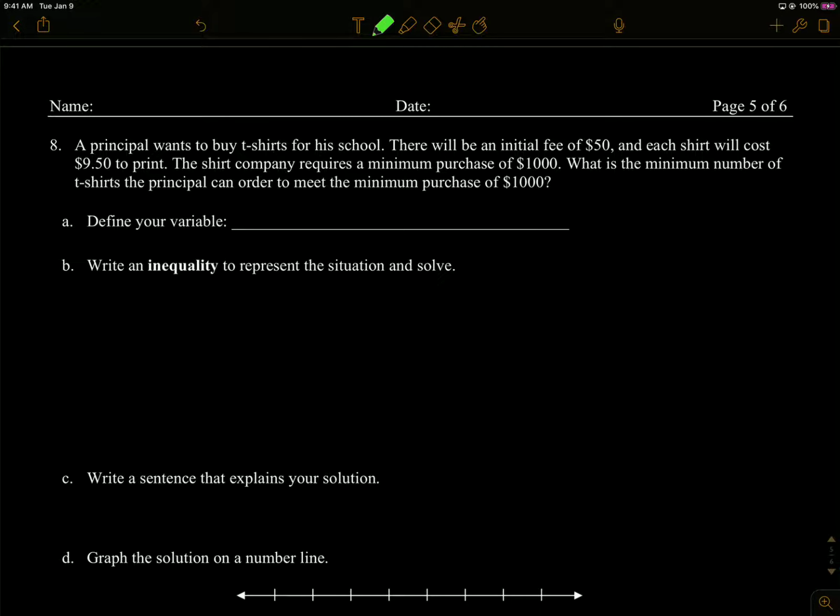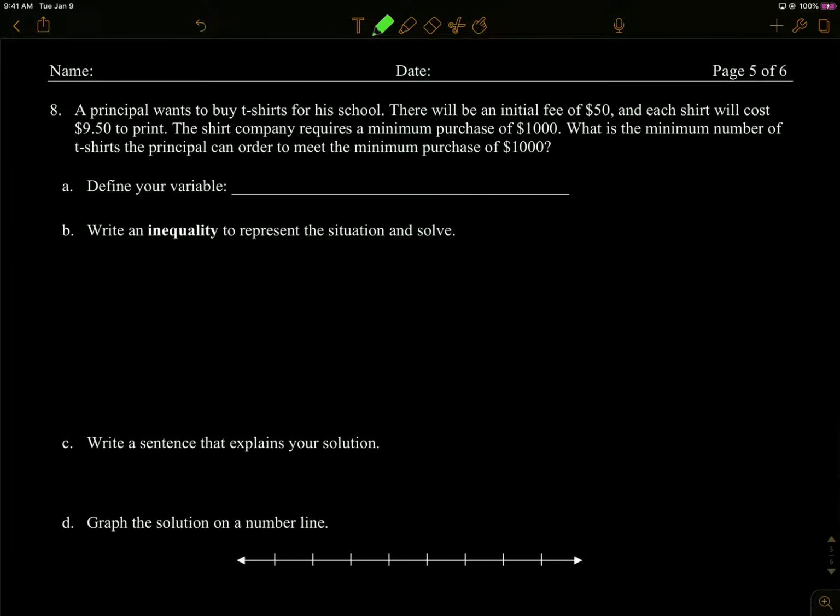Okay, we're looking at modeling with an inequality. A principal wants to buy T-shirts for his school. There will be an initial fee of $50, and each shirt will cost $9.50 to print. The shirt company requires a minimum purchase of $1,000. What is the minimum number of T-shirts the principal can order to meet the minimum purchase of $1,000?